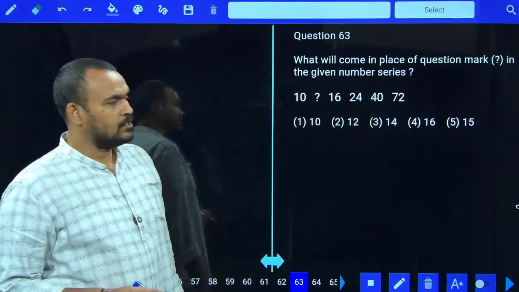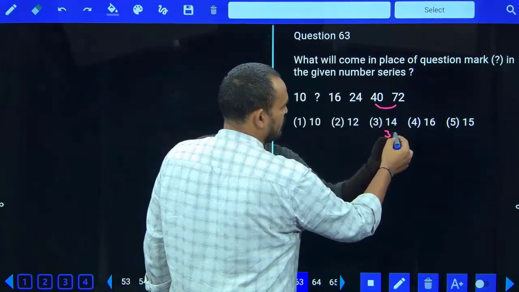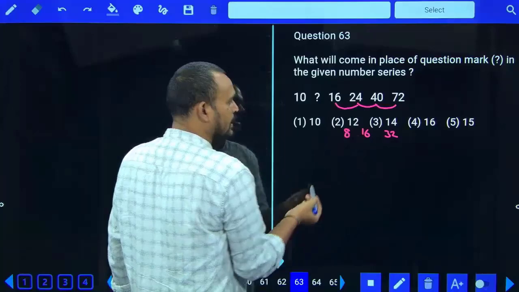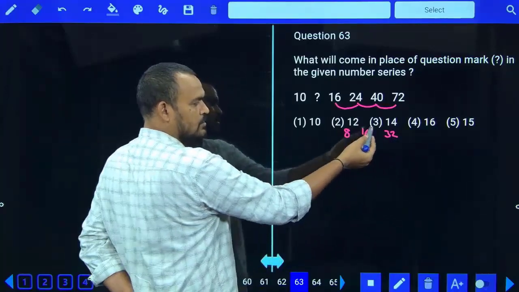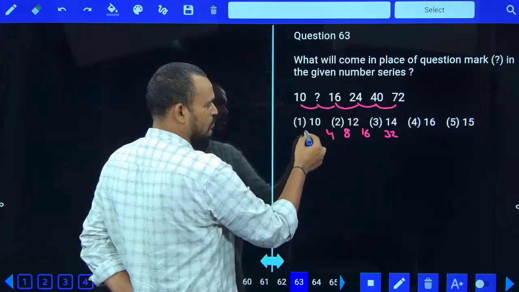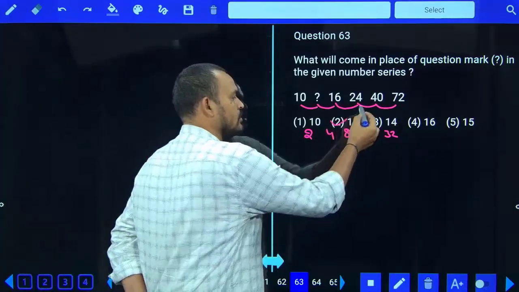Next question number 63. 10, something, 16, 24, 40 and 72. What is the last one's difference? 32. Last to second: 16 and 24 difference 8. Half of the 32 is 16, half of the 16 is 8, half of the 8 is 4, half of the 4 is 2. Then answer 10 plus 2 means how much? 12.